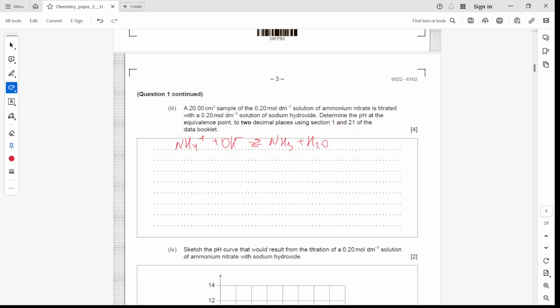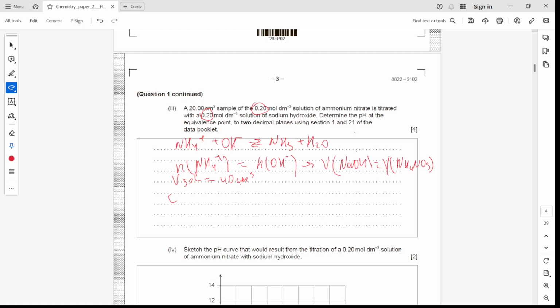Because they are reacting in a 1-to-1 ratio, it means the number of moles of ammonia is equal to the number of moles of sodium hydroxide, and because their concentrations are equal, that means the volume of sodium hydroxide is equal to the volume of ammonium nitrate, and that means the total volume of the solution was 40 centimeters cube, and so it was diluted by 2 times, right?